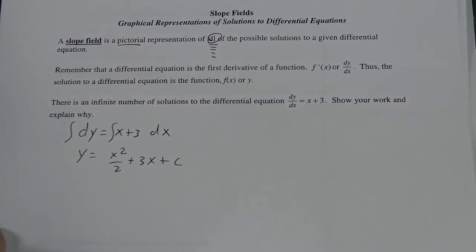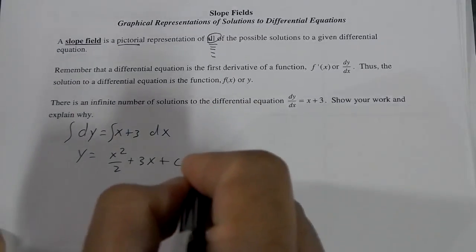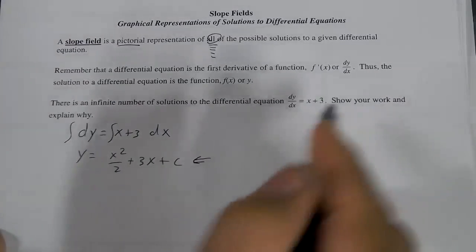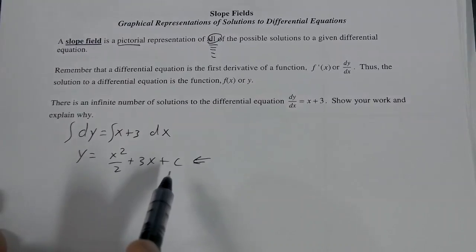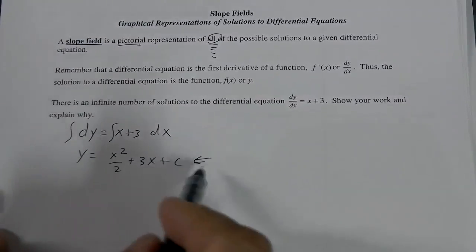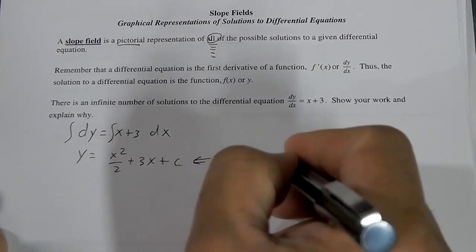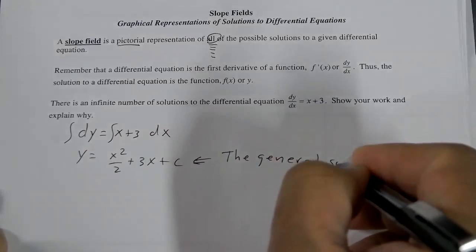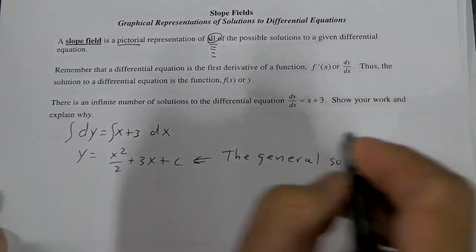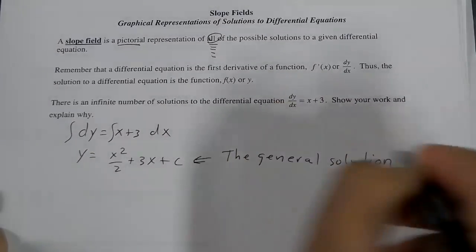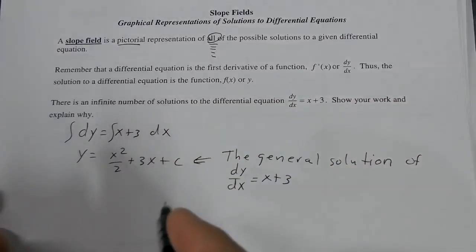Now, the reason why we say it's an infinite number of solutions is because right here there is no initial condition. C can be anything you want it to be. So this is why we have infinitely many solutions. This right here is called the general solution of this particular problem of dy dx equaling x plus 3. It is a general solution.